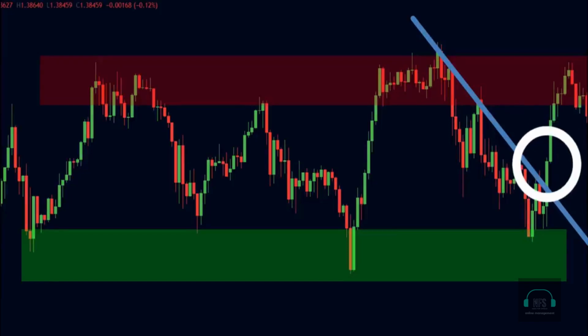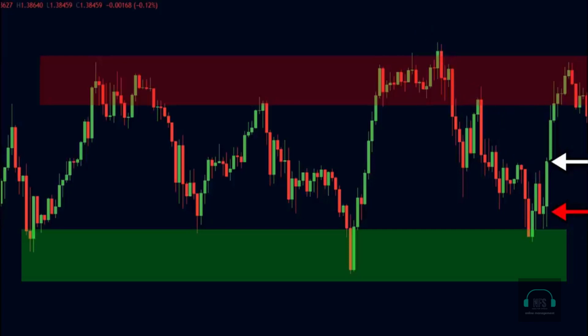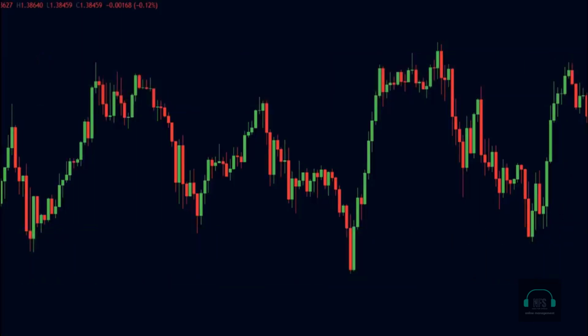This candle breaks the trend line. Hence, we enter on this candle. We keep our stop loss below the trend line, and we place our targets at the resistance level. As you can see, the price gave a strong up move after our entry. This is one way of trading sideways market.